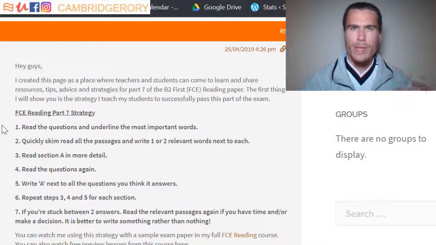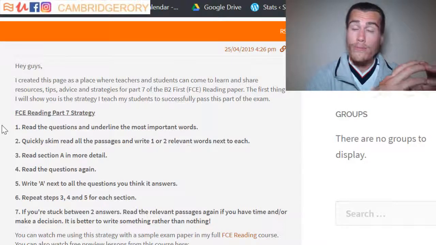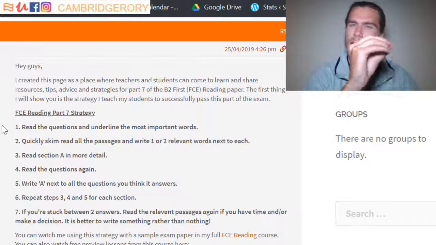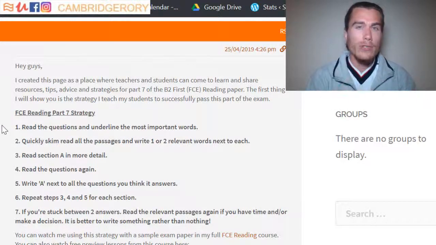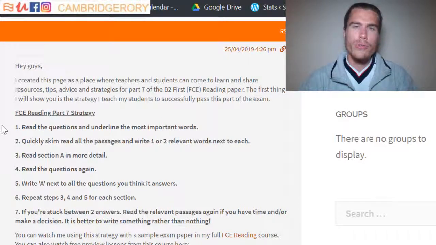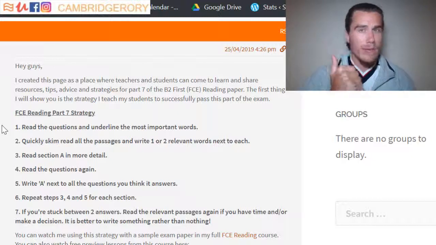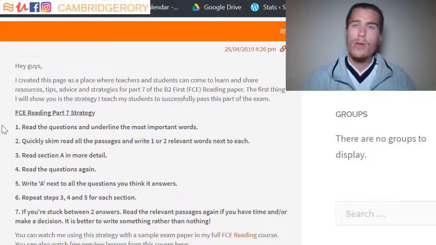Step number 4 is then to read the questions again. And step number 5 is to write A for passage A next to each question you think it is relevant for. And then you want to repeat these 3 steps, step 3, step 4 and step 5, for passage B, and again for passage C, and again for passage D, and again for passage E, if there is a passage E.